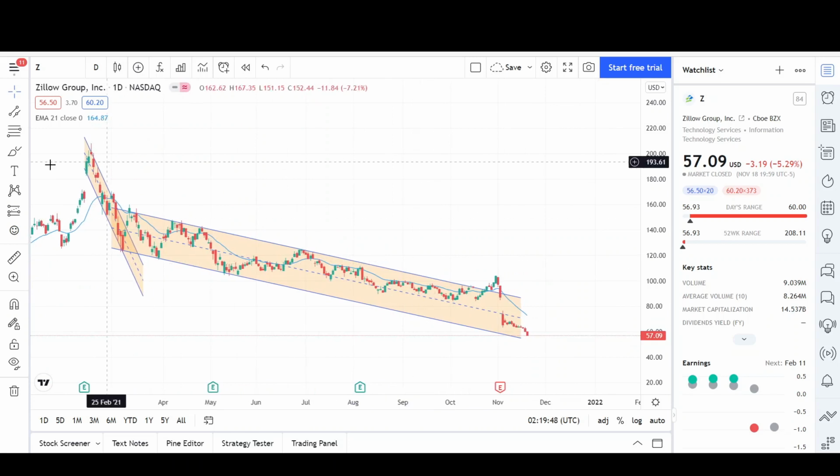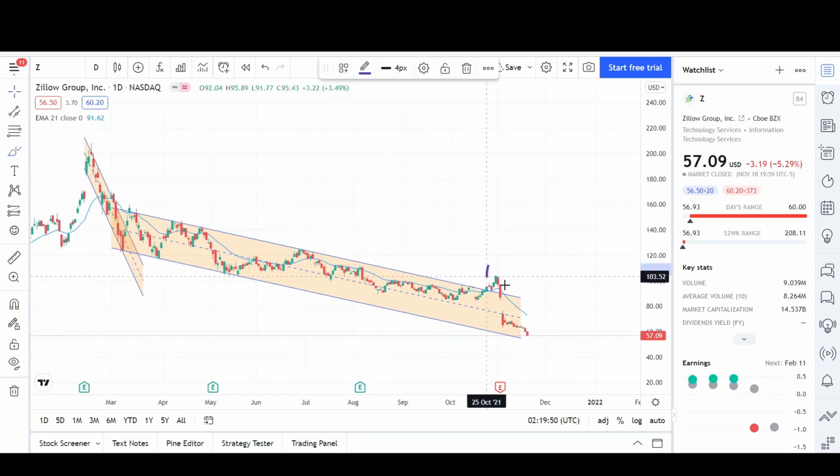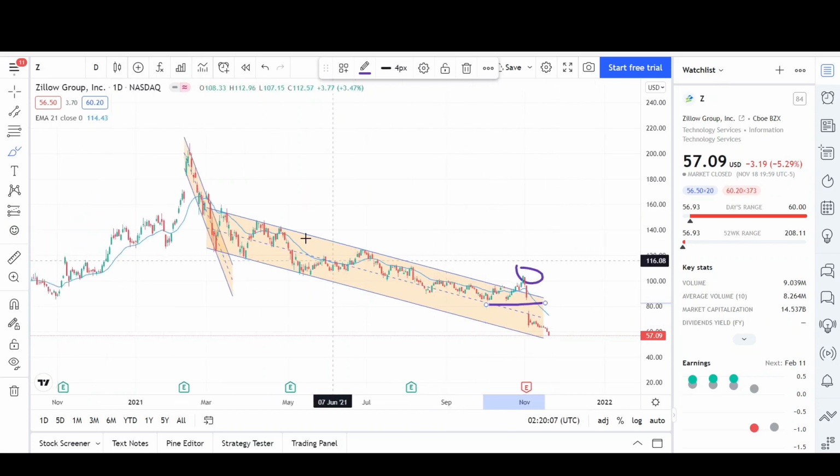So since we had that break outside of the channel, we normally get a retest of the lows at least 95% of the time, or if there's an uptrend, we at least retest the highs 95% of the time also. So anytime we get a break outside of a channel, either if it's an uptrend or downtrend, we normally get a retest of the lows. So this is pretty much perfect price action.